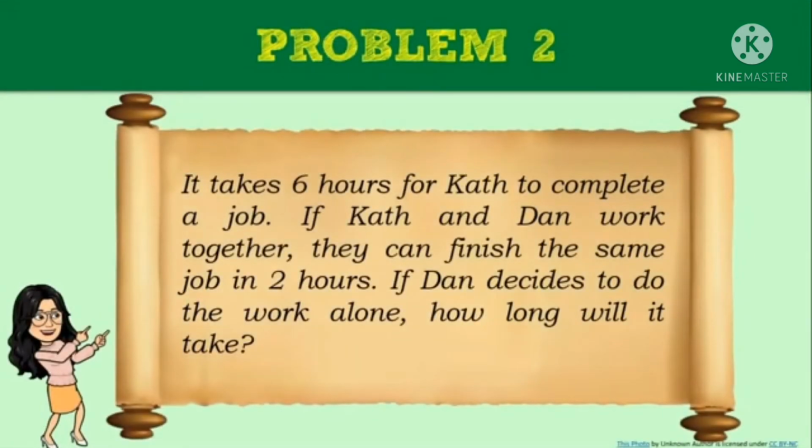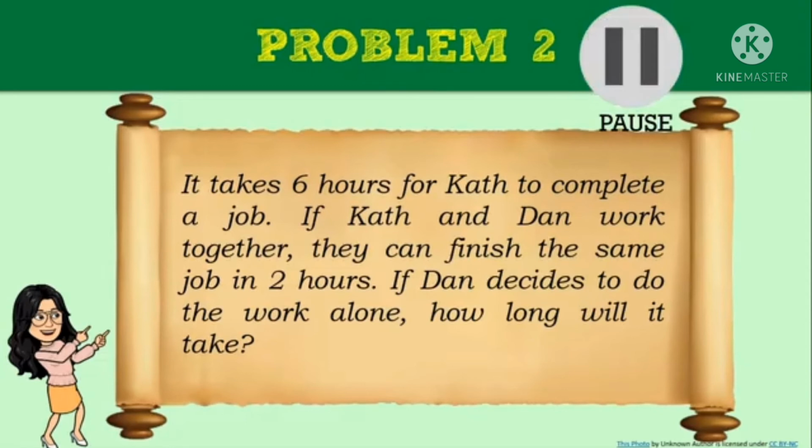Problem number 2. It takes 6 hours for Kath to complete a job. If Kath and Dan work together, they can finish the same job in 2 hours. If Dan decides to do the work alone, how long will it take? I want you to pause this video, read the problem again, understand, and write down the given or follow the steps mentioned earlier. I know you can do it. Try. Go ahead and pause the video.